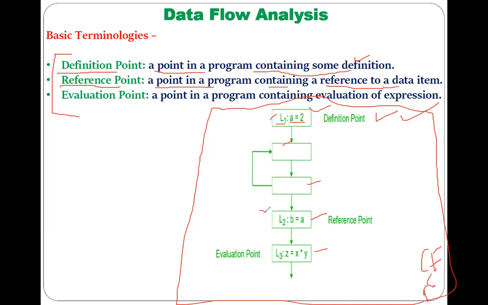Now see, this is the next basic block. In this basic block, reference is made to the variable A, because to B you have assigned A. So here you have made a reference to the variable A, which was defined in basic block B1. Understood? That is the reason this point is called a reference point: a point in the program containing a reference to a data item.